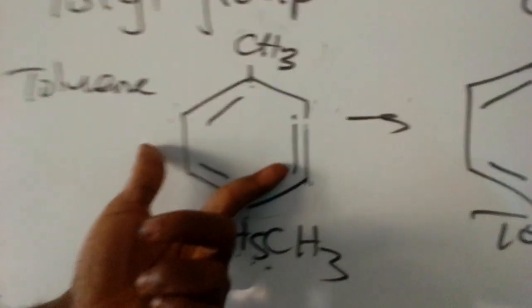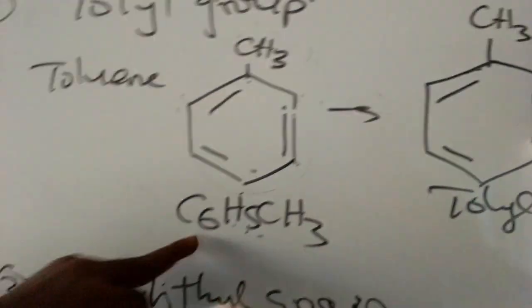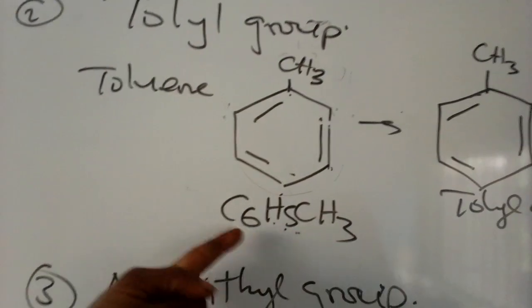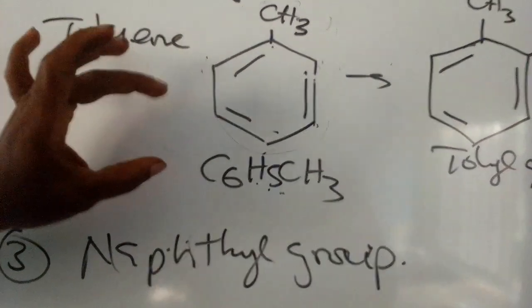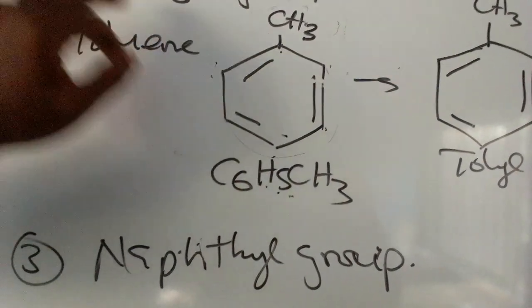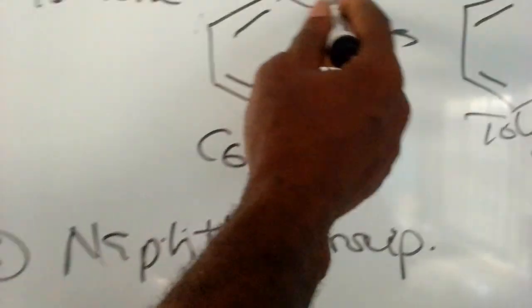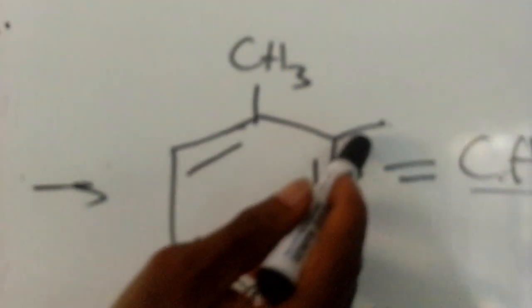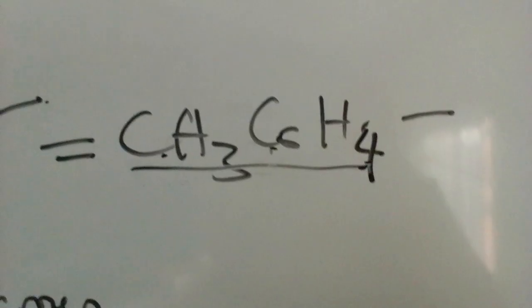So toluene has the formula C6H5CH3, and why not C6H6? Because at this point one hydrogen had to be removed, leaving C6H5, then CH3 coupled to it. Then to have the aromatic toluene group, we have to remove one hydrogen, and that hydrogen will be removed from the aromatic ring, while the methyl group remains intact. So let's say from this side we remove one hydrogen. That now gives you CH3C6H4, no longer C6H5 as before.